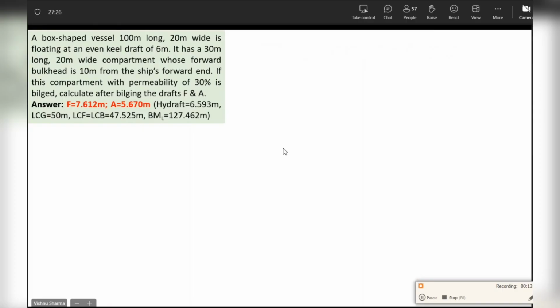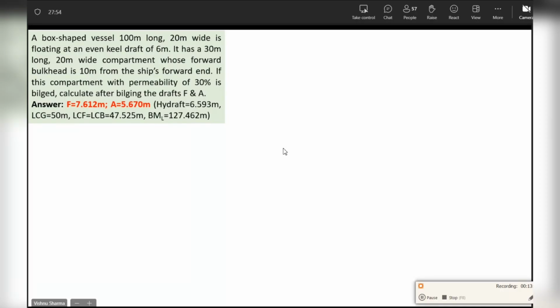Now here is a question. The first part of the question remains the same. What is the first part of the question? Making the diagram. Which diagram? Side elevation as well as the water plane. Then the second step is also the same as before, unchanged. What is that? Finding the sinkage and getting the final height draft.